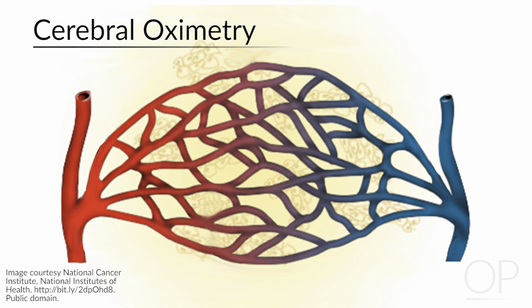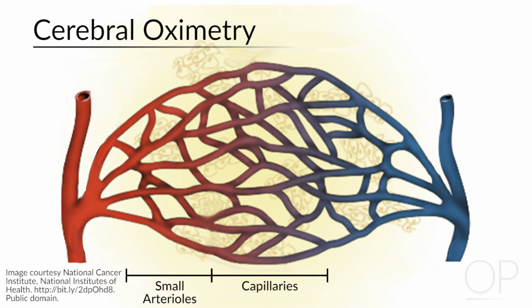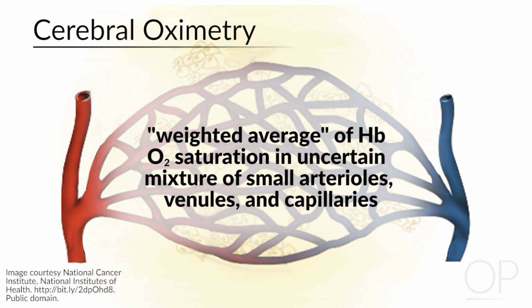At the microvascular level, the large arterioles and arteries, as well as the large venules and veins, absorb near-infrared light completely, but the small arterioles, capillaries, and small venules only absorb part of the light. And a weighted hemoglobin oxygen saturation is calculated from the emerging light and represents an uncertain mixture of small arterioles, small venules, and capillaries.